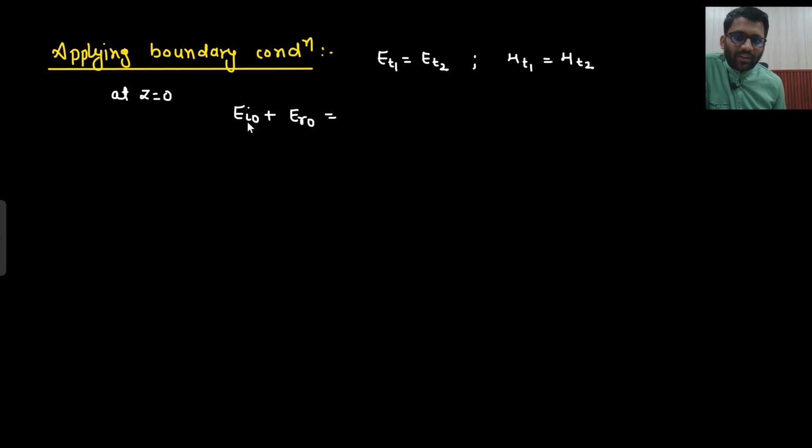Yeah. So we were studying the boundary condition. So E_io plus E_ro is equal to E_to. My dress got changed because it's the wedding season here, but that doesn't matter, right?